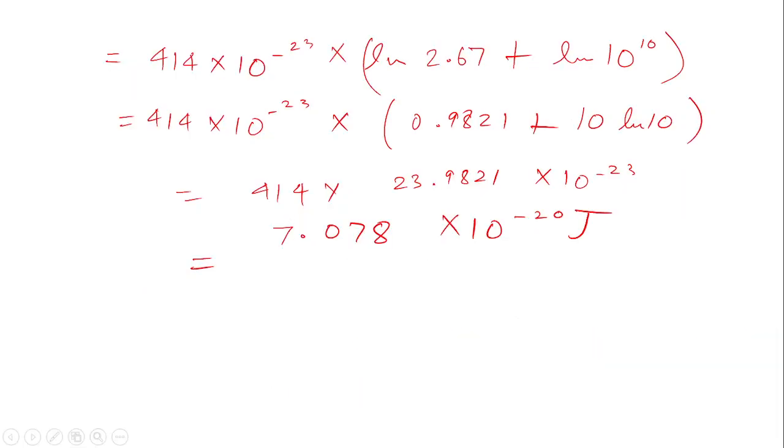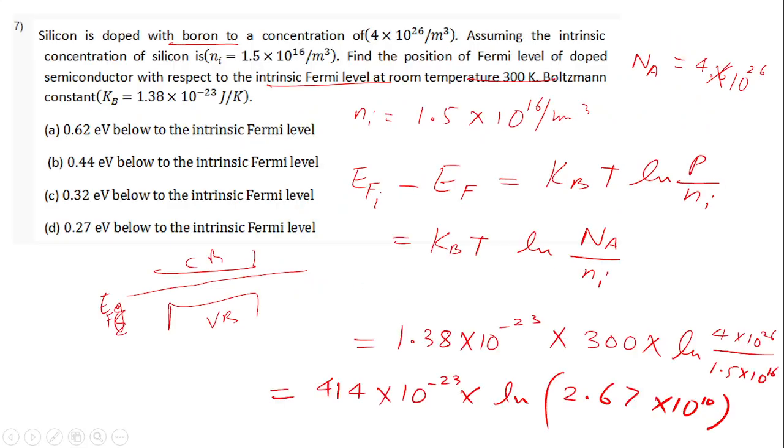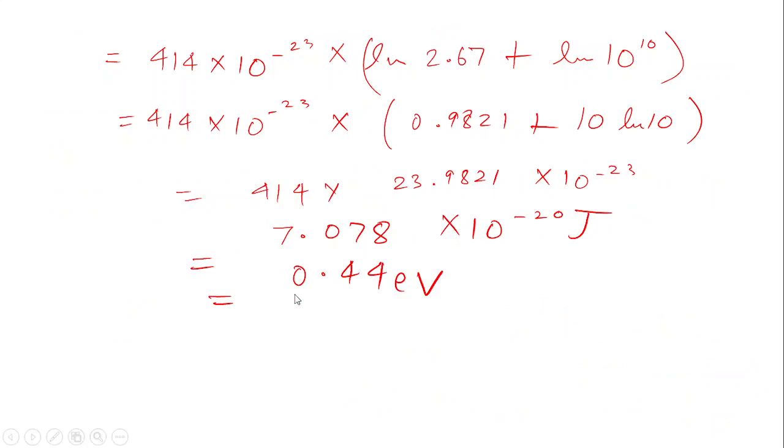And when we convert, because the answers are in electron volt, we'll get 0.44 electron volt. This is the shift, and since we subtracted from Fermi intrinsic, it is below the earlier level. That means 0.44 electron volt below the intrinsic Fermi level. If it would have been negative, it means it's going up.